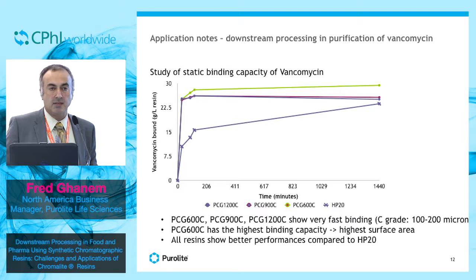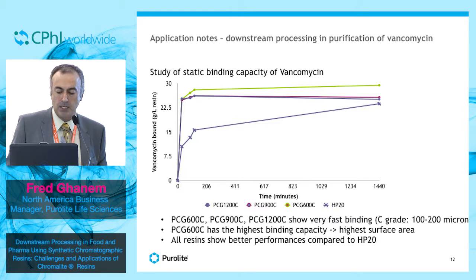For vancomycin, it's another antibiotic, same exact thing. People came to us. They were dealing with a different product at that point, which is HP20, manufactured by Mitsubishi Chemical. They approached us and they said, do you have something that can give us a little bit faster kinetics to load, get the things off, and also at a higher capacity, because they don't want to invest in a larger column. They just want to use the same column they purchased, or they have it in their system.